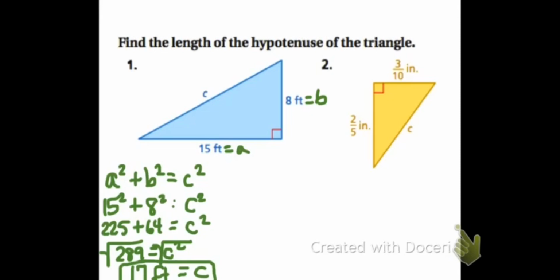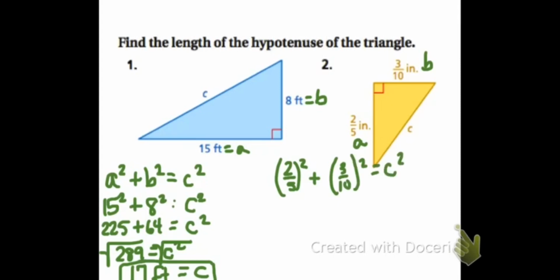Looking at number 2, we can make this side A and this side B. It really does not matter because addition is commutative. So 2 over 5 squared plus 3 over 10 squared equals c squared. Remember, when you have a fraction, you square the numerator and you square the denominator. So 4 over 25 is equal to, plus, that's a squared, and this is b squared, 9 over 100, all equal to c squared. I apologize for that. So 4/25 plus 9 over 100 is equal to c squared.